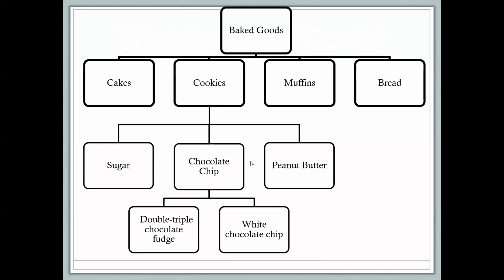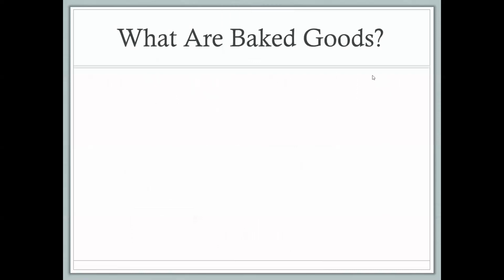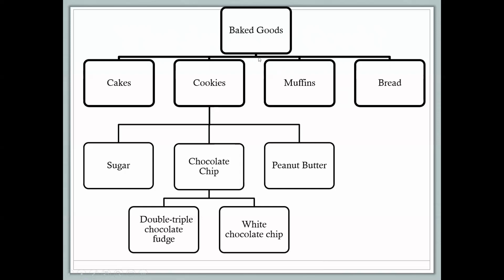share in common. So if we start at the bottom, there's something about double, triple chocolate fudge and white chocolate chip that they share in common to make them both chocolate chip. And there's something about sugar cookies, chocolate chip cookies, and peanut butter cookies that they all share in common that allows them to be organized and grouped under cookies. And then there's something about cakes, cookies, muffins, and bread that allows them to all be considered baked goods. So what are those things, just 2 or 3 things that all baked goods have in common? So think about that.